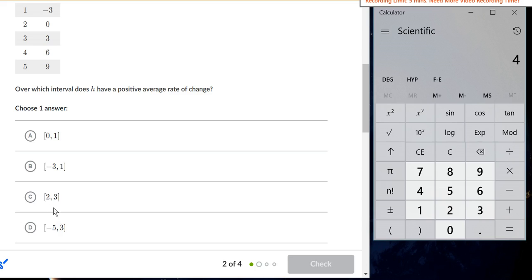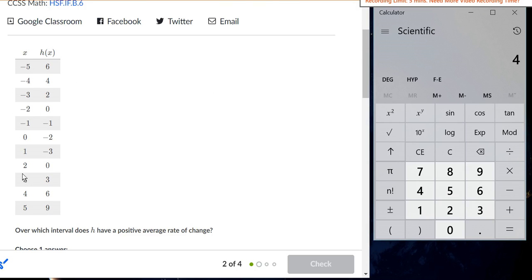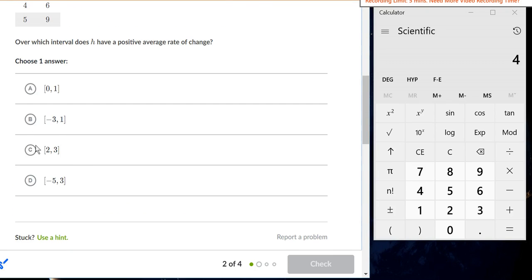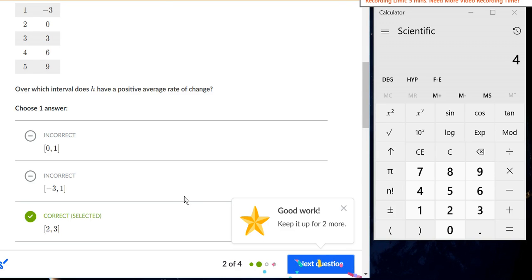So 2 to 3, let's do that one quickly. From 2 to 3, it's a positive rate of change because that's 2 consecutive points. You can easily see it went up 3 units. All right, so I'll select that one, the check, and I'm done.